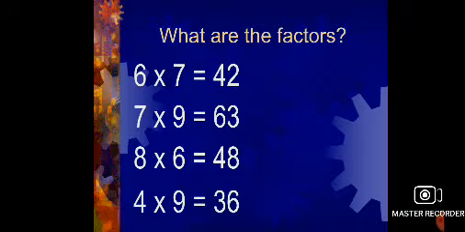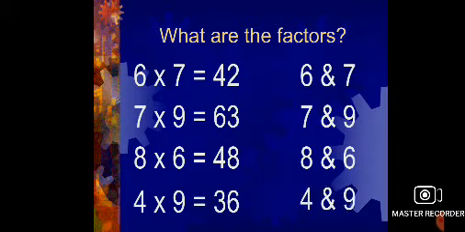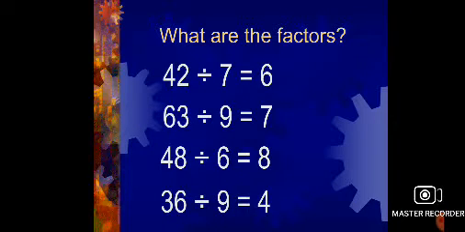Now, more examples of factors. 6 multiplied by 7 is 42. Therefore, 6 and 7 are the factors of 42. 7 and 9 are the factors of 63. For 48, it's 8 and 6. And for 36, it's 4 and 9. Okay, what are factors when we divide evenly? For example, 42 divided by 7 gives us 6. Therefore, 7 is a factor of 42, 9 is a factor of 63, 6 is a factor of 48, and 9 is a factor of 36.